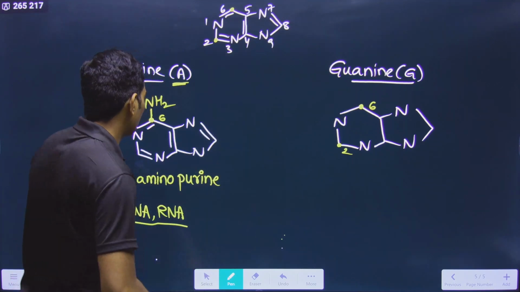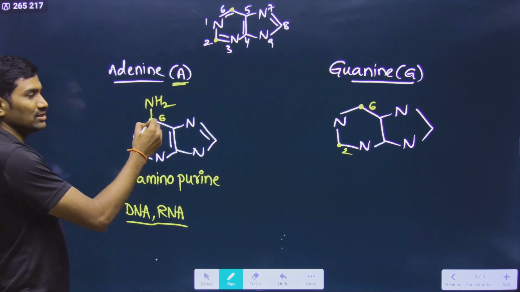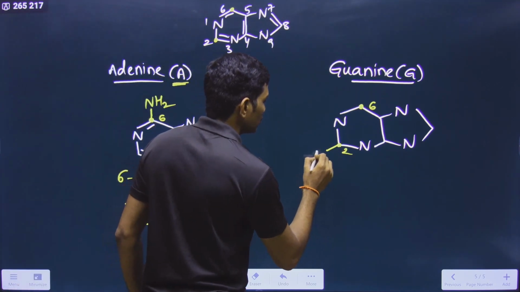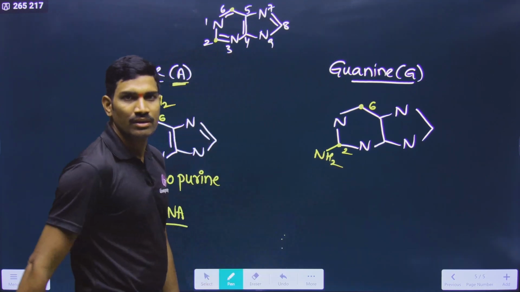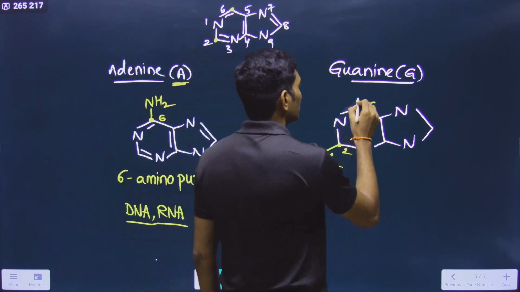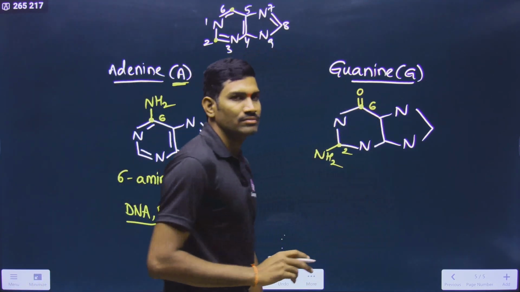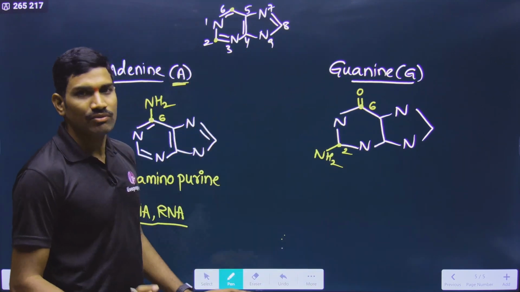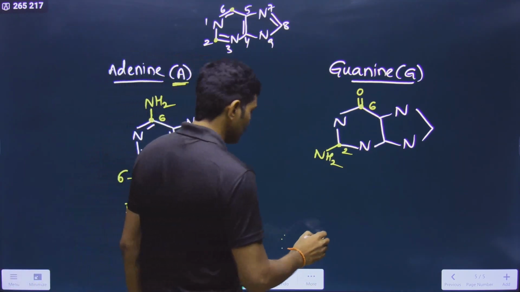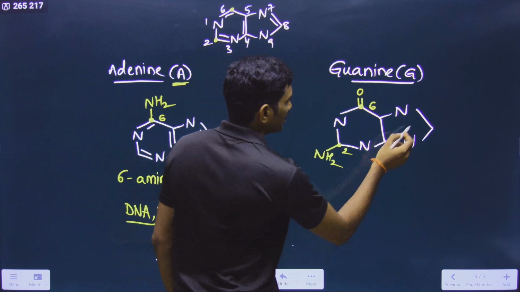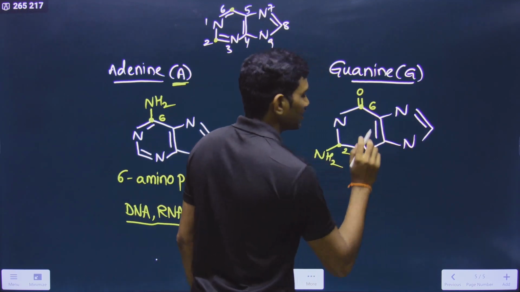And now here what happens? Here at the sixth, NH2 is there, but here at the second, NH2 will come. Understood or not? And at the sixth, a double bond O will come. Now we just adjust the double bonds. Here you can keep a double bond, here you can keep a double bond.